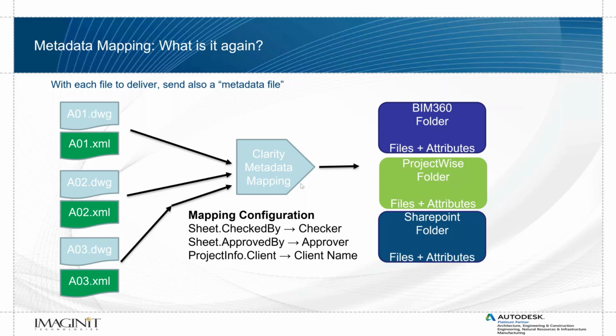So this metadata mapping concept is a configuration file where you can say, take my Revit data for the approved by sheet parameter, and I want to map that into the approver field inside of BIM 360, that kind of thing. So all of the Revit metadata is mappable. All of the BIM 360 custom attributes are mappable. All of the ProjectWise attributes are mappable. There's all sorts of sources of data and then targets of data that we can help make happen.